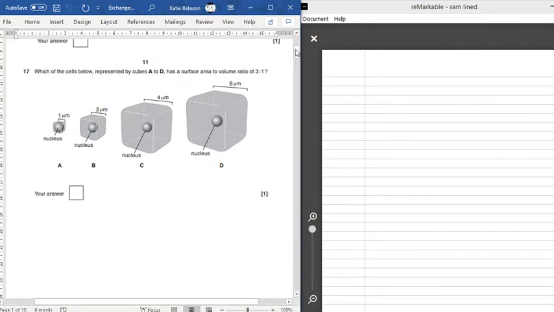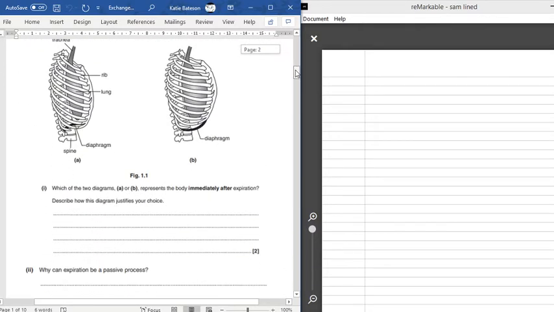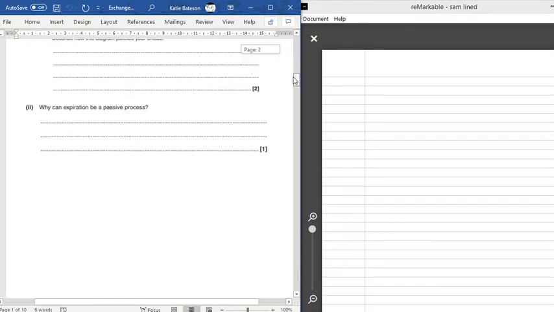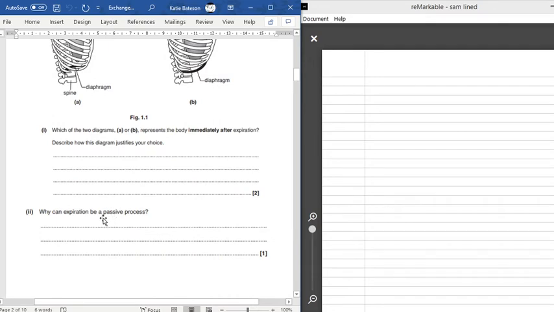Okie dokie. Next question that pops up was this one. Some of the questions raised by this question were to do with expiration, why is it passive, but also just generally the use of the term passive in context of the sort of bits of biology that we've done. So first, for this question, why do I know that expiration is a passive process?